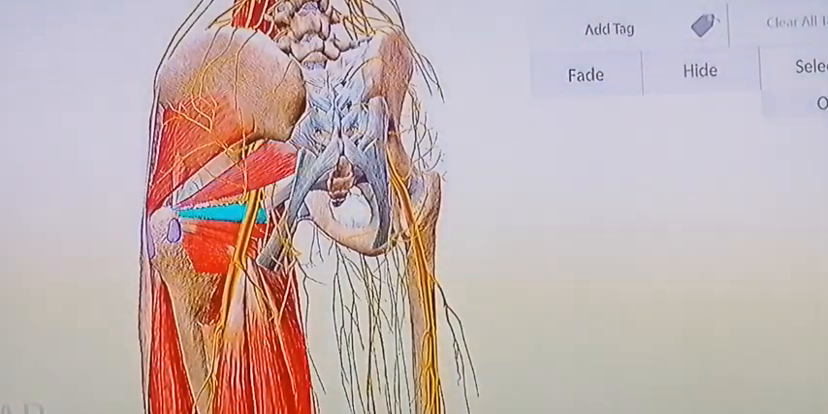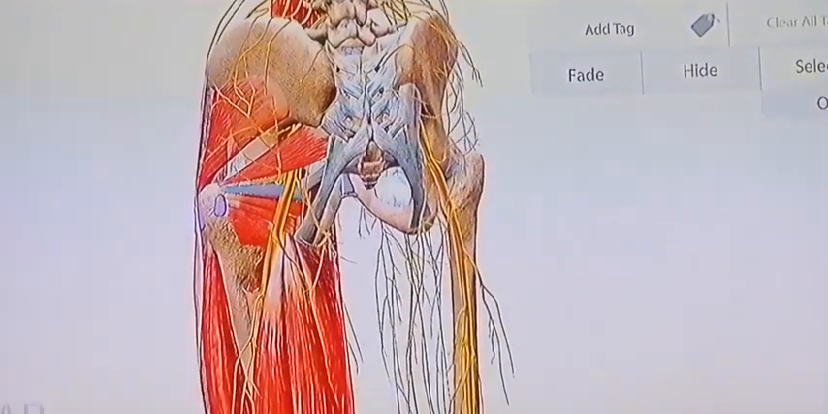The second muscle is the superior gemellus muscle. This is the superior gemellus muscle. Its origin is from the ischial spine and it passes through the lesser sciatic foramen, with insertion in the greater trochanter.